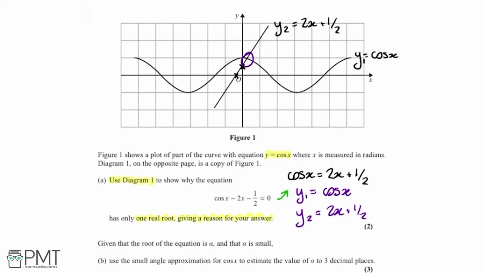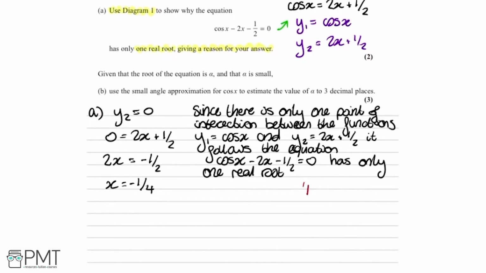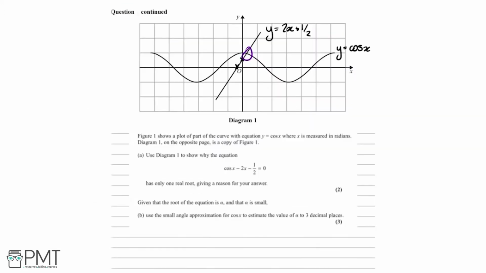root. So looking back to see where we get the marks, we get 1 mark for drawing a graph like this. And we get the second mark for an explanation like this. But the key point you need to include in the explanation is that there is only one single point of intersection in order to get both the marks. So what we're now going to do is work on part B.